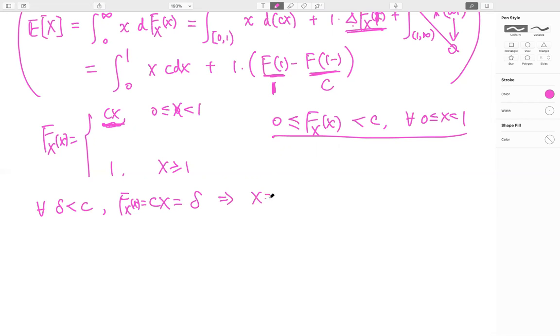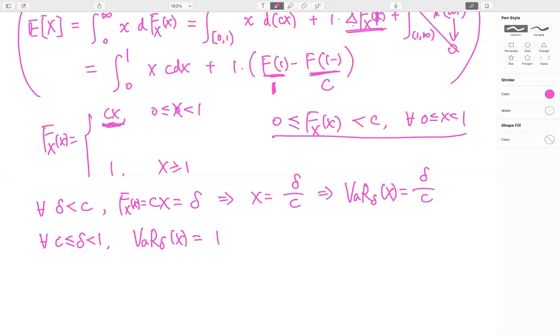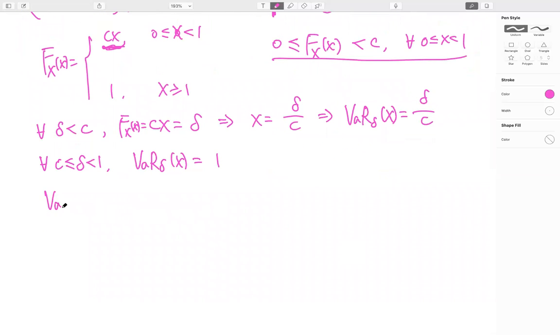In this case, all I need to do is simply equate my CDF to the level delta. From there, I get x is delta divided by c. So that is my quantile. So my VaR at delta would be delta divided by c. But for any delta greater than c and less than 1, I have to use 1, because there's nothing in between. So solved. If you want, you can put it into a nice piecewise form.